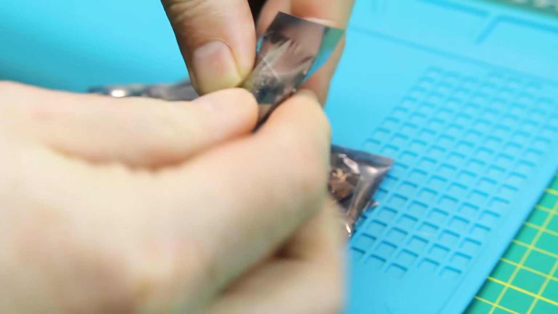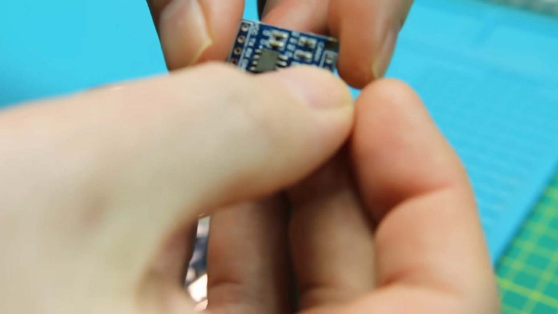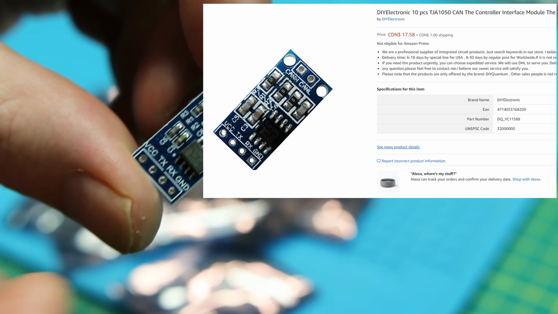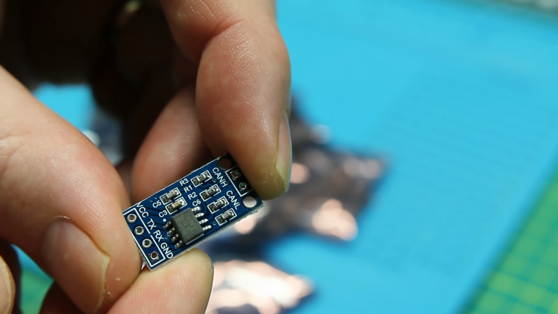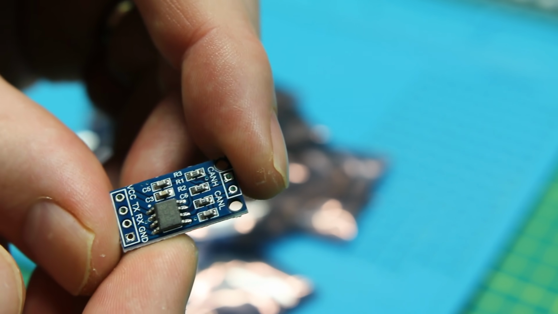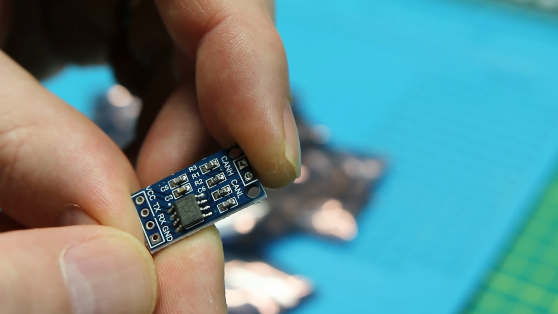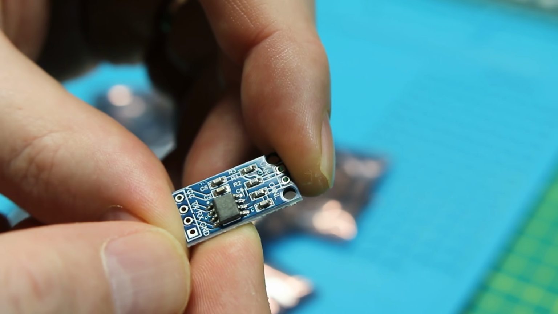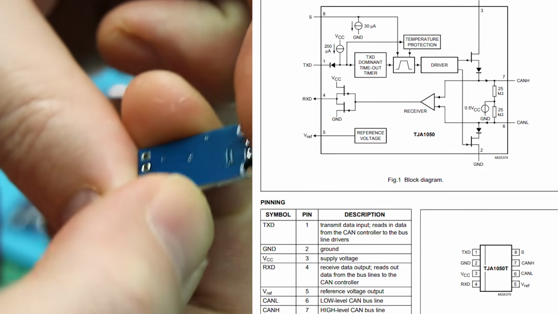These look like they could be fun. I think I know what they are, but let's just pull them out. I believe these are CAN modules, and sure enough, they are. These are CAN open modules to interface our microcontrollers via CAN bus. So we have VCC, TX, RX, and ground, and our CAN high and low on the other side. So basically we can talk serial to CAN with probably just about any microcontroller we wish.